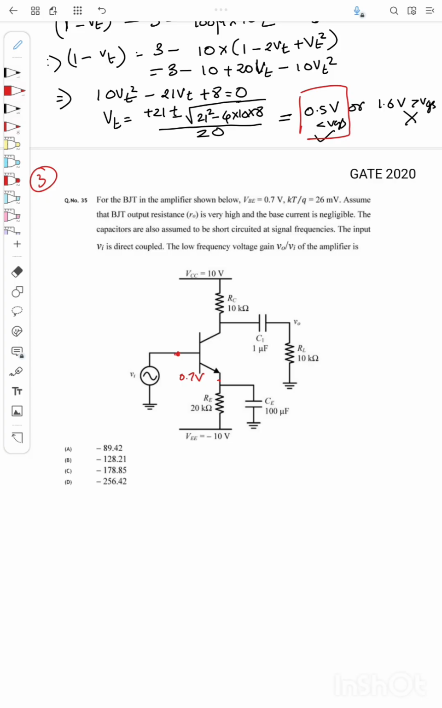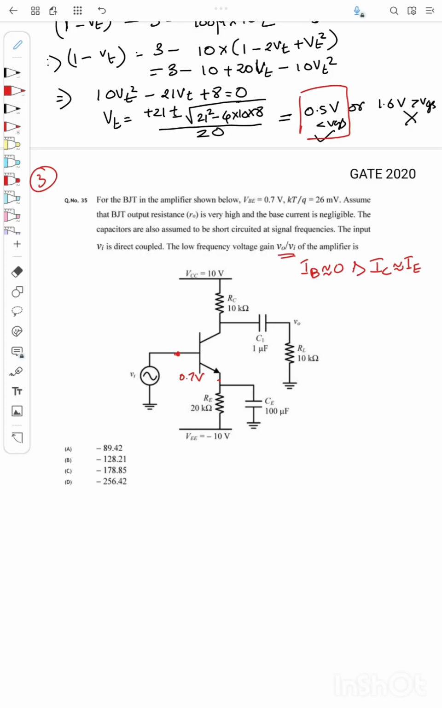Assume that the BJT output resistance R0 is very high and the base current is negligible. So IB is approximately equal to 0, which means IC is almost equal to I. The capacitors are also assumed to be short circuited at signal frequency. The input Vi is direct coupled. The low frequency voltage gain V0 by Vi of the amplifier is? So the question is to find its small signal gain.